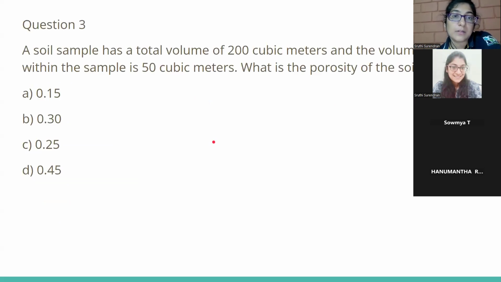Now, a soil sample has a total volume of 200 meter cube. Volume of voids is 50 meter cube. What is the porosity? Please do this problem, putting your answers here.